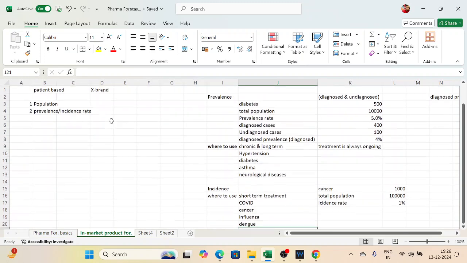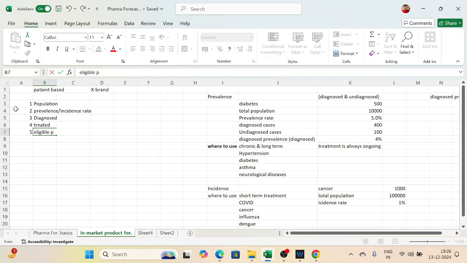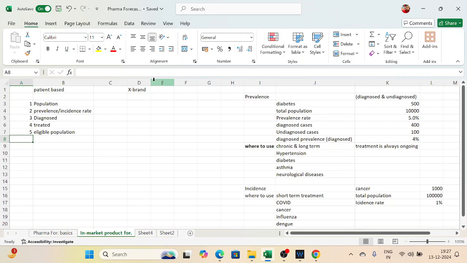Understood? So the third funnel in our forecasting is the diagnosed cases. How many of the population are diagnosed, and we'll be segregating undiagnosed from here. Then the fourth one is our treatment or treated population. Then the fifth one is our eligible population after this. Now you have to remember we were talking about making the pharma forecasting model for the X brand. Now for the X brand, to calculate the revenue for a particular year, you need to have some share for this brand, right?